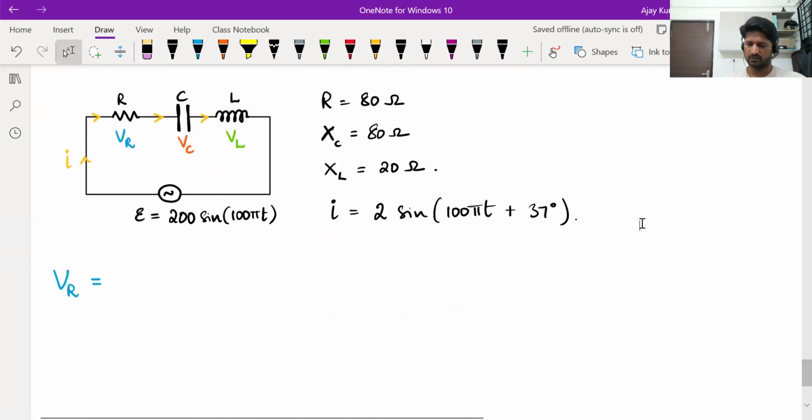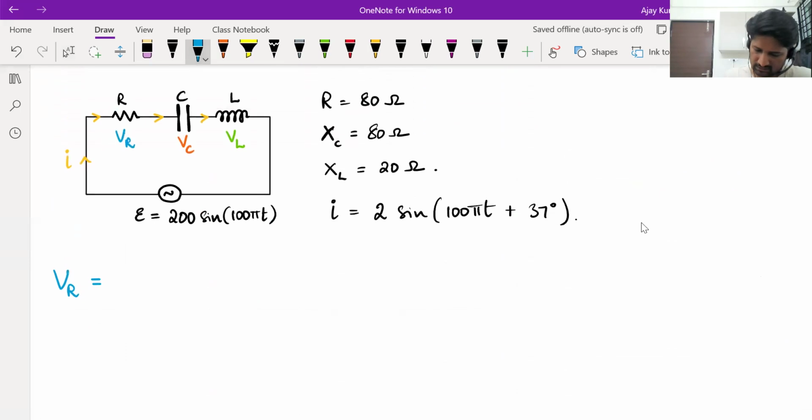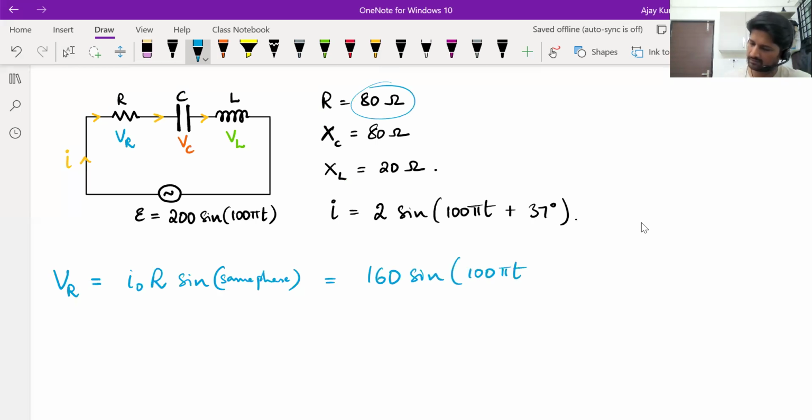So we know the current equation. We need the voltage across the resistance. It will be I naught into R, sine, whatever phase the current function has, you take the phase as it is, same phase. I naught is 2 here. How much resistance did we take? 80 ohms. 2 into 80 becomes 160 sine, whatever phase the current function has, take it as it is. That is the voltage across the resistance at any time.